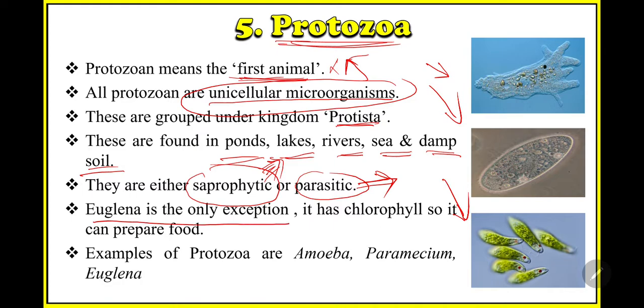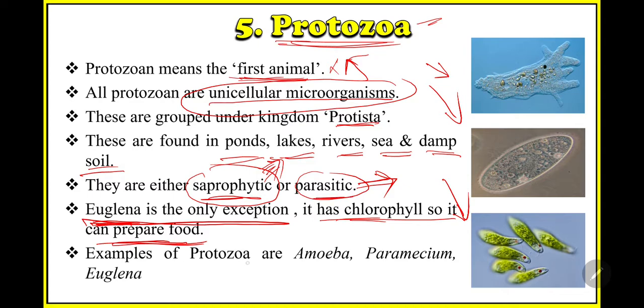Euglena is the only exception. Remember, in all the previous groups you have not got any exception. But in protozoa there is only one exception, that is Euglena. Euglena is a protozoa that has chlorophyll, so it can prepare its own food. Remember, the organisms having chlorophyll can prepare their own food. Other than this, all protozoa are either saprophytic or parasitic.